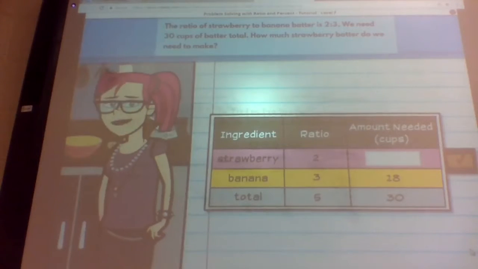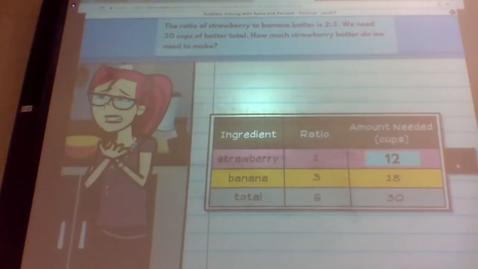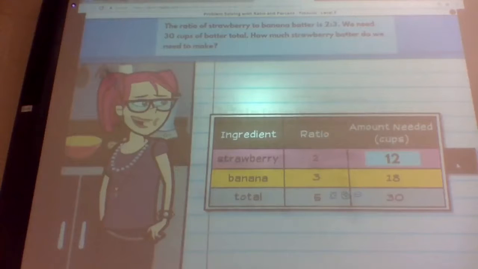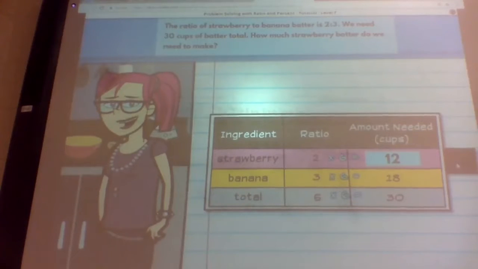Alrighty. How much strawberry batter do we need? 12. 2 times 6 is 12. I wonder if we get our calculations the same way. You can either multiply the 2 cups of strawberry batter by 6, like we did before, to get 12 cups. Or we could subtract 30 cups minus 18 cups equals 12 cups.